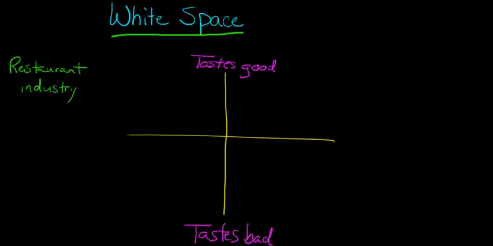Now, we can also think about restaurants in terms of how healthy the food is. So let's say we've got unhealthy food, and then over here we've got healthy food. Now we can use this XY plane to map out where some of the restaurants are. For example, there are some fast food places which are very unhealthy. They're on the unhealthy side of the continuum, but they also taste somewhat good. It's not entirely bad food. So we've got some fast food restaurants over here.